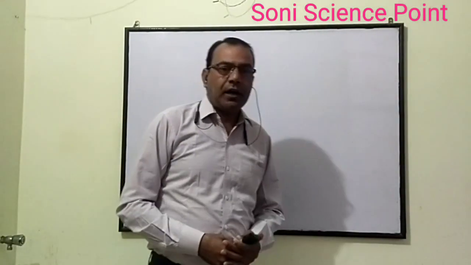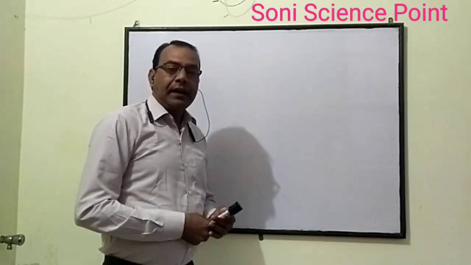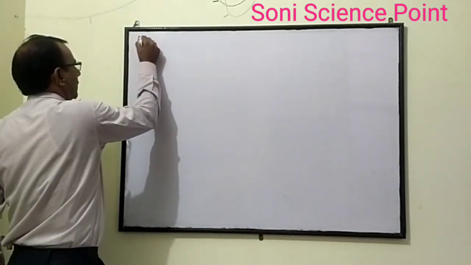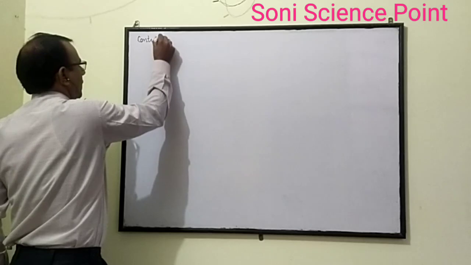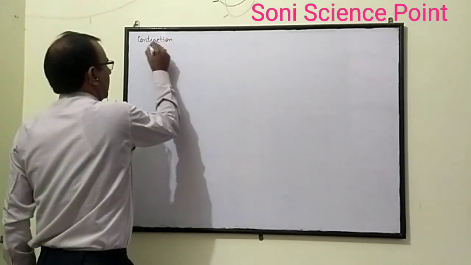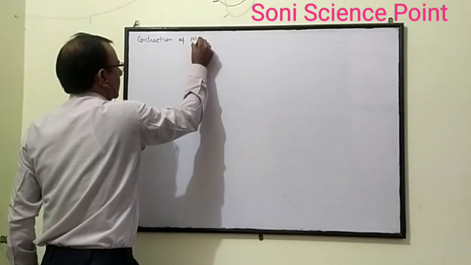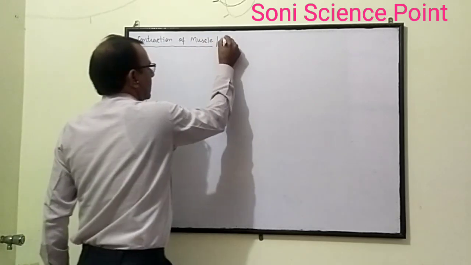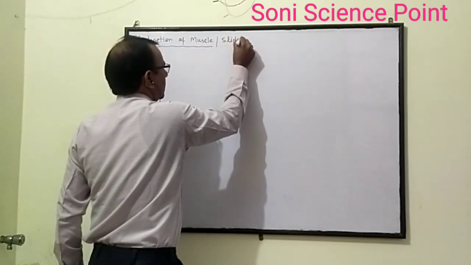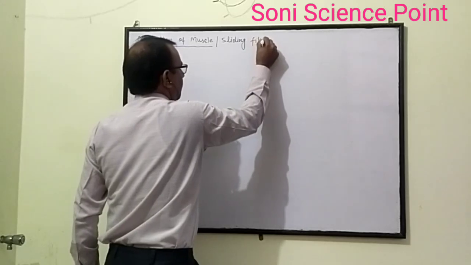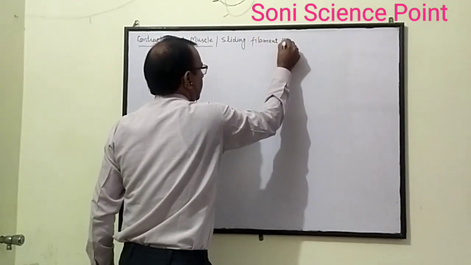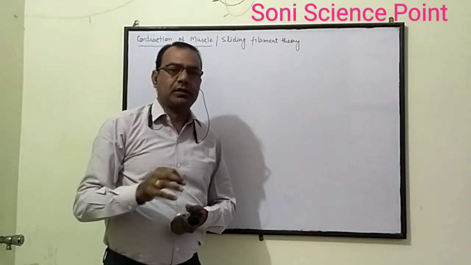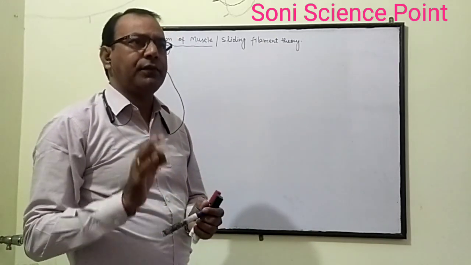Hello students, in this part we will discuss the sliding filament theory, the contraction of muscle. How does contraction take place in muscle? Contraction of muscle is also known as sliding filament theory. What is contraction of muscle? How can contraction of muscle take place, and what do you mean by sliding filament theory?